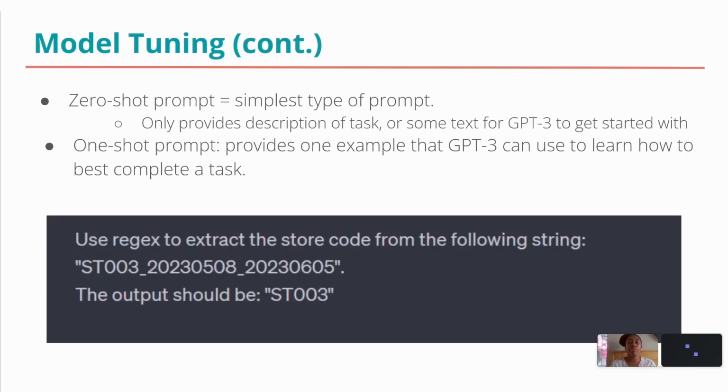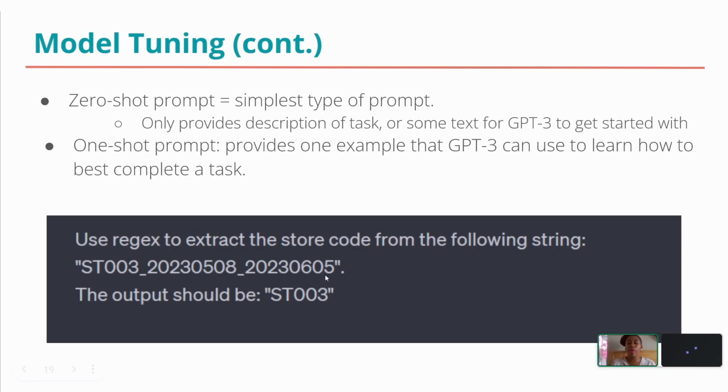What we've been looking at so far, most of them were zero-shot prompting. They're just simple prompts where you provide the description of the task and then you let ChatGPT give you an answer. Then you get one-shot prompting, where instead of just giving the task, you give it one example. You can see here, I'm asking for code that uses a regular expression to extract the store code from the following.